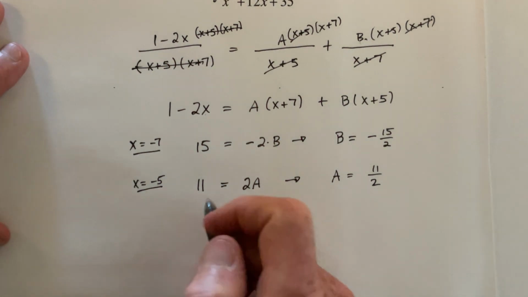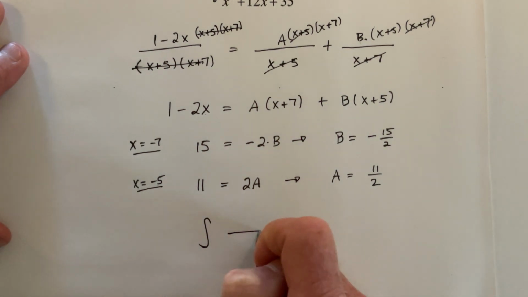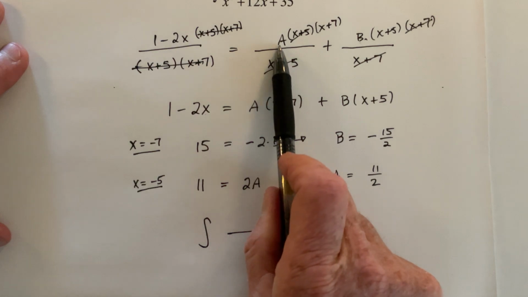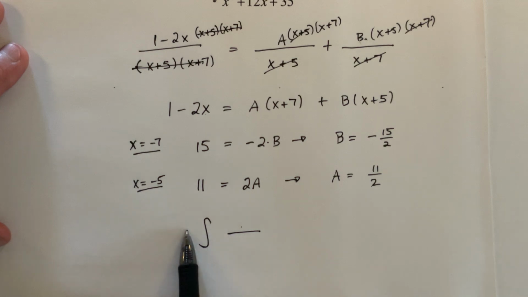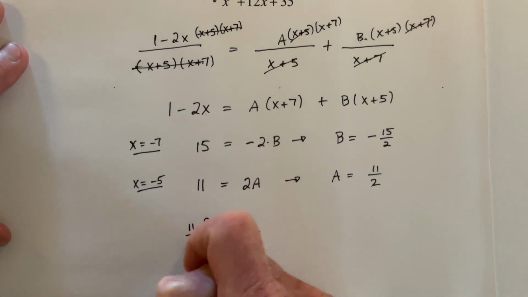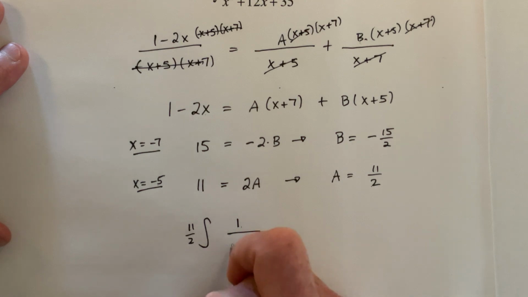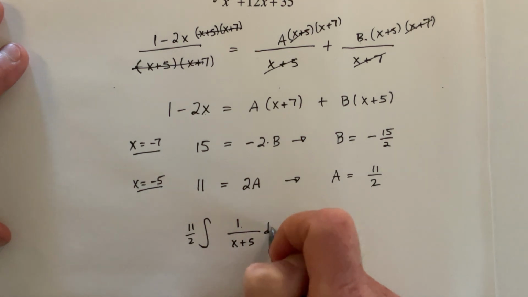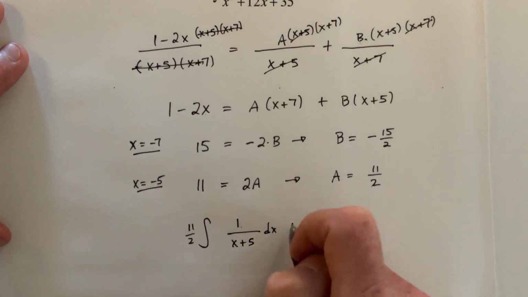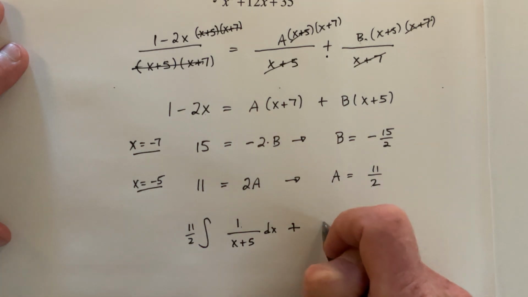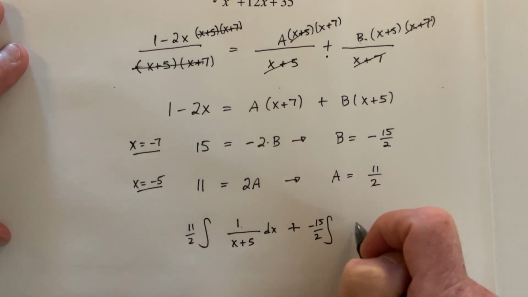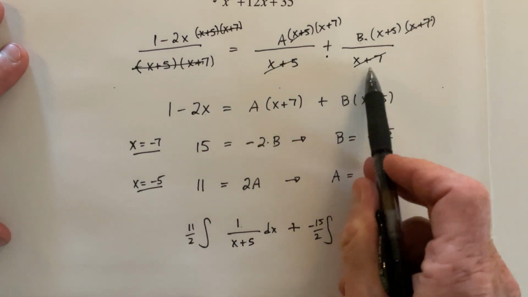So that means that we're going to have to integrate. For this a, I'm going to replace it with 11 divided by 2. That would go right here, but I'm going to factor it out, since it's a constant. And then it leaves 1 over x plus 5. And then plus, go on to the other integral. So I'm just copying down that plus sign right now. And again, this can be factored out since it's a constant. So that's going to be -15 over 2. And then that's going to leave the 1 over x plus 7.